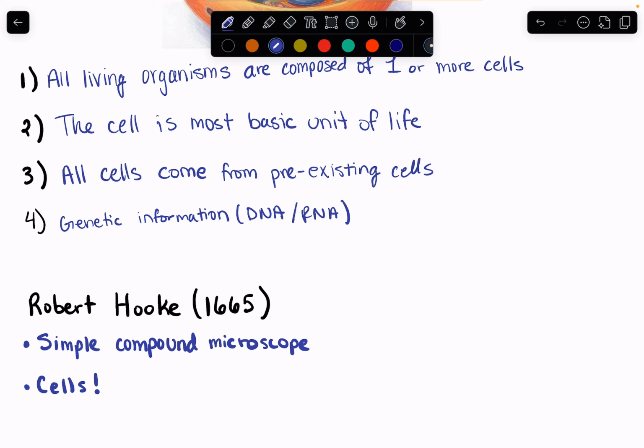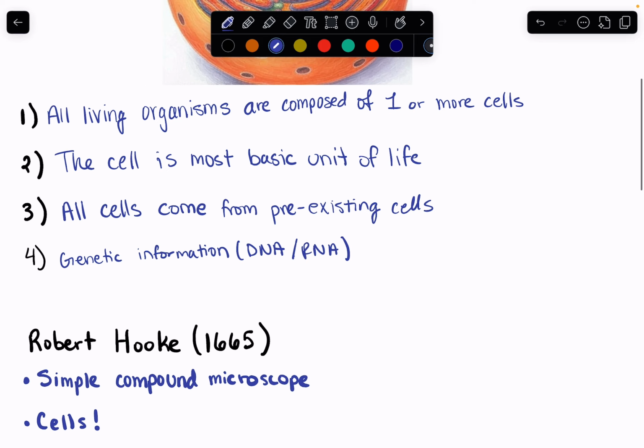And how he fell upon the word cells was that it reminded him of rooms, otherwise known as cells, in the monasteries that he used to live in. So that's where we get the word cells from. They look like, apparently, those monasteries back in the day.